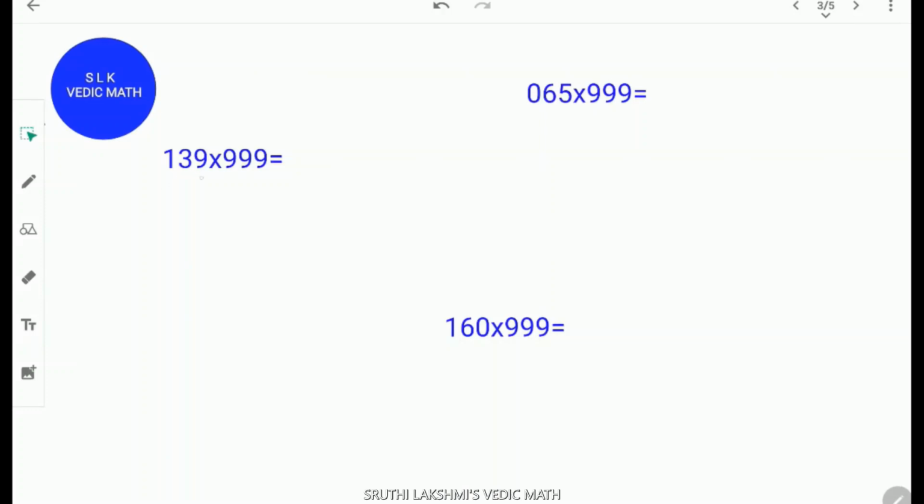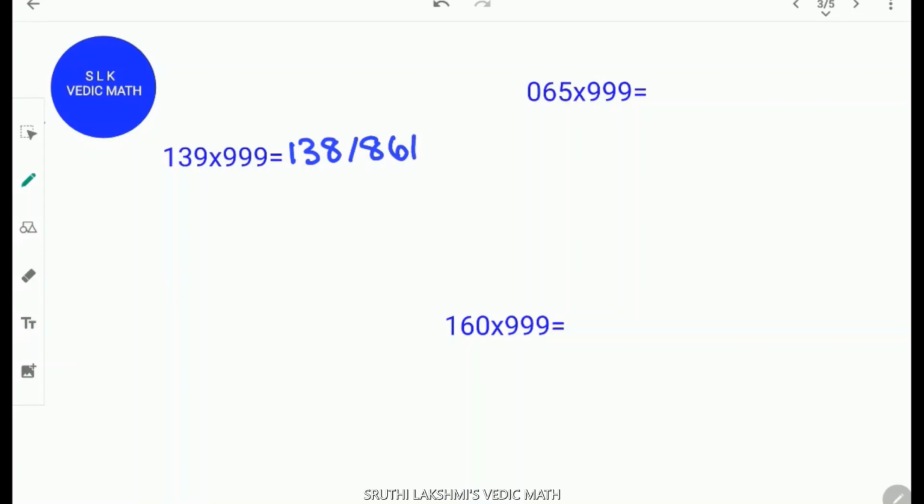1 less than 139 is 138. Write down 138 and put a slash. 1 plus what equals 9? 1 plus 8 equals 9. Next, 3 plus what equals 9? 3 plus 6 equals 9. Next, 8 plus what equals 9? 8 plus 1 equals 9. 139 times 999 is 138861. Let's see another example.